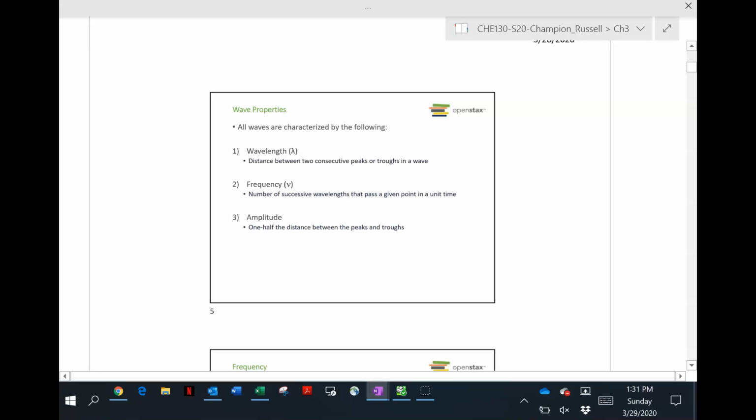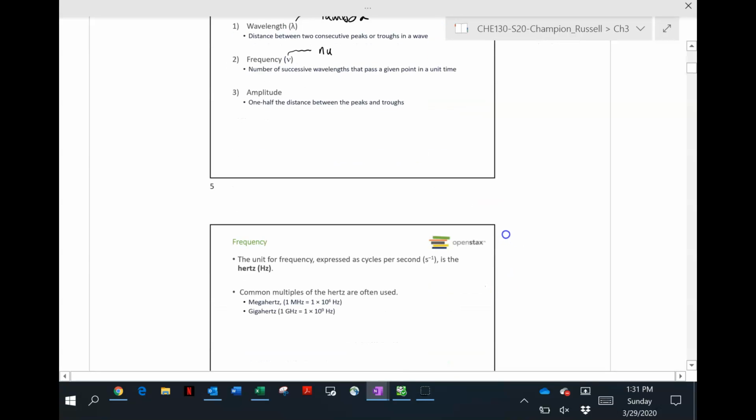We talk about wavelength. Wavelength is labeled by this Greek letter lambda, that's the lowercase lambda. It looks like a Y that's been rotated. Frequency is indicated by this letter that looks like a V, but it's actually the Greek letter nu, and that's the number of wavelengths that pass through a given point in a certain amount of time. So that's measured in peaks per time, or cycles per time, or just in per time units. And then the amplitude is basically how far up and how far down it goes, or as it says here, 1/2 the distance between the peaks and the trough.